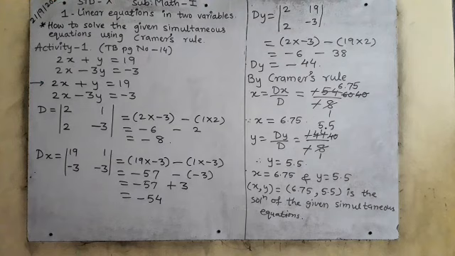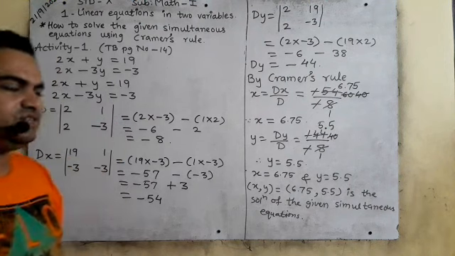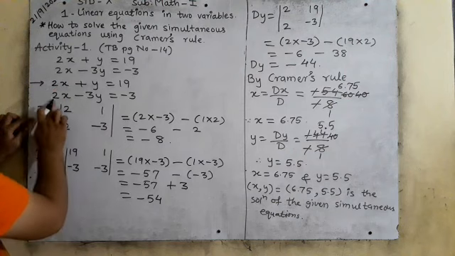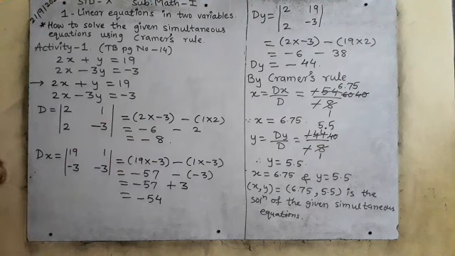I hope you understood how to solve using Cramer's rule. Very easy. First you will find out d, then dx, then dy, and then x and y. Is it clear? It is very simple. For D, coefficient of x, coefficient of y. This to this, this to this. 8 will come, minus 8 will come, right?